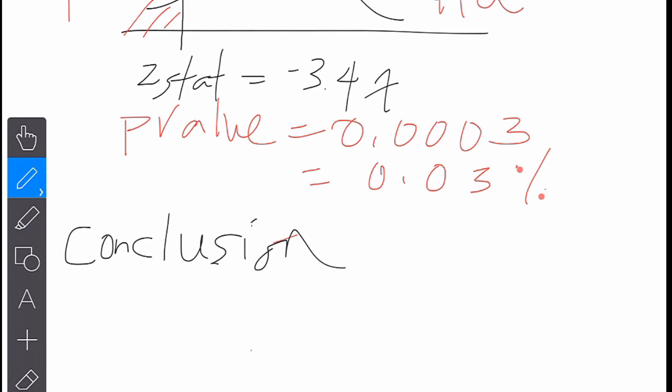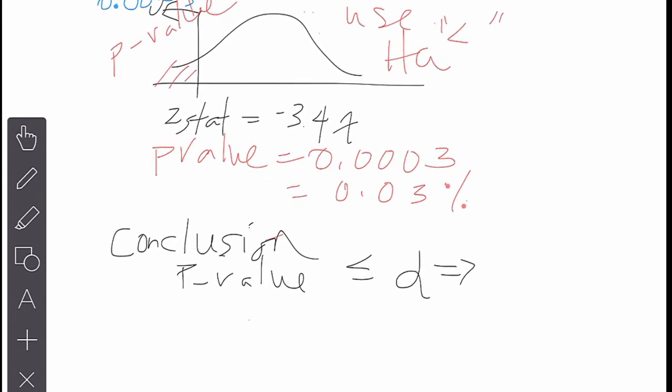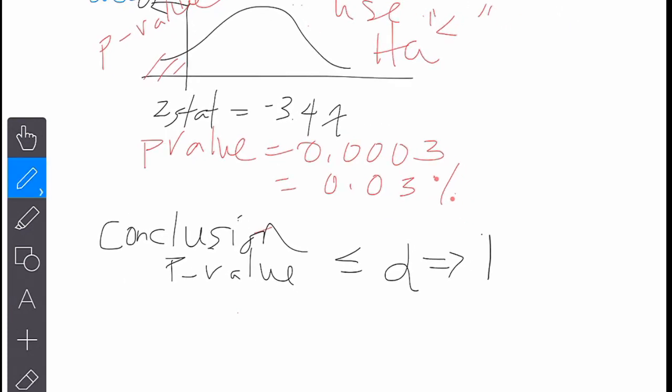How do we write that up? So for the concluding step, we always use this format. P-value less than or equal to alpha means reject H naught, reject the null hypothesis. That's what it means.